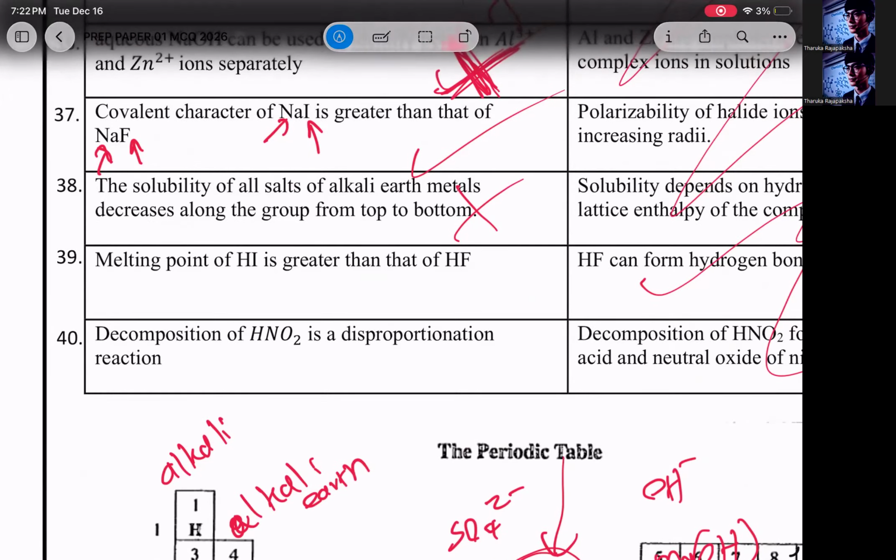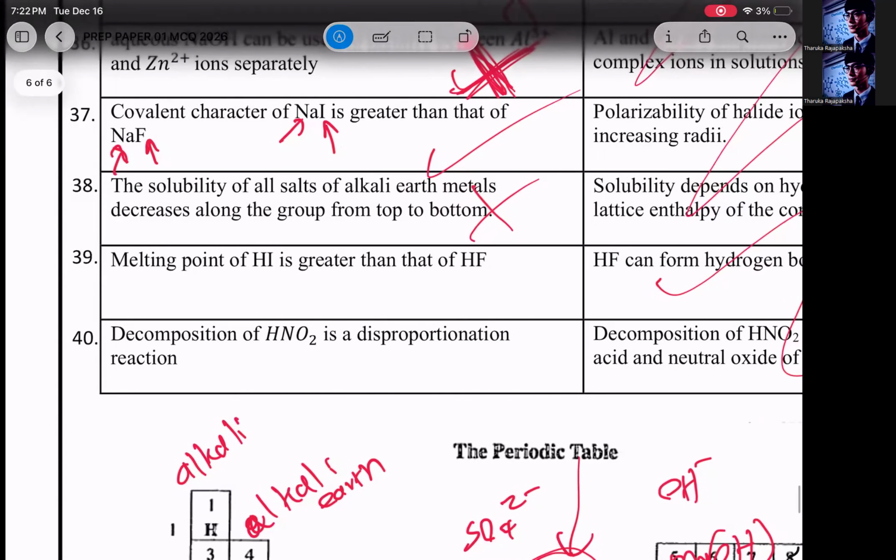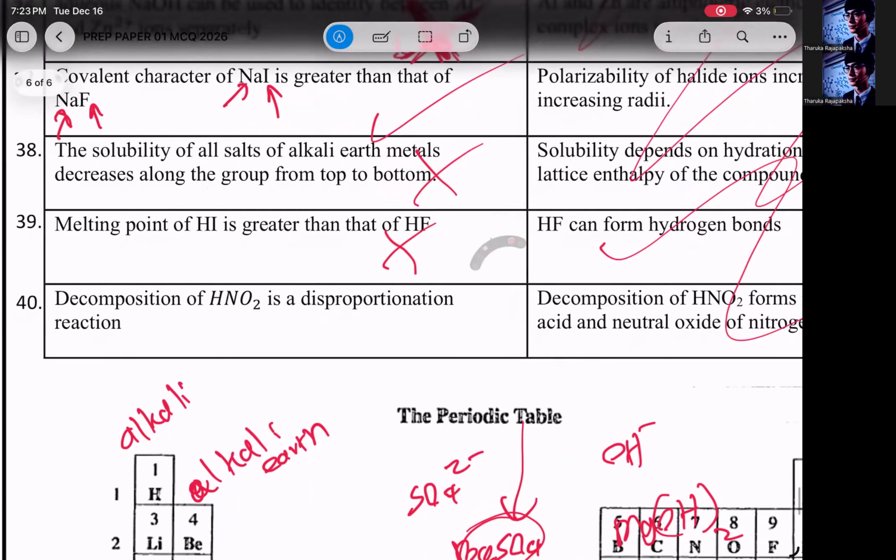Then, people, melting point of HI is greater than HF. Yes, people. In a previous question, I told you that HF has a larger boiling point, but the melting point of HI is larger than HF. So it's different. I'll teach you this in group 17. HI has a larger melting point, but HF has the largest boiling point. So that statement is wrong. Let me correct.